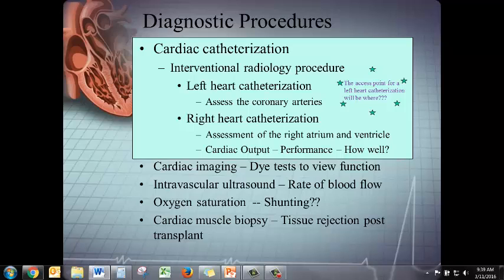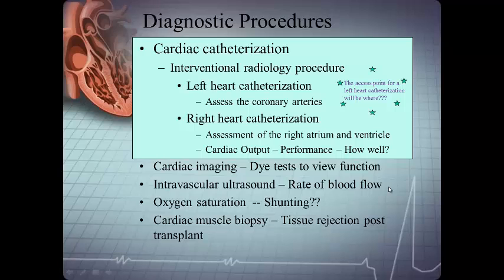Cardiac imaging is very much like angiograms we studied in peripheral vascular, only they're looking at the chambers of the heart to view the movement of blood through the valves of the heart. Intravascular ultrasound is different from conventional ultrasound in that the ultrasound wand is actually attached to the catheter tip itself and then guided through the arteries to your coronary arteries. It picks up sound waves and transmits them into an image on the screen.